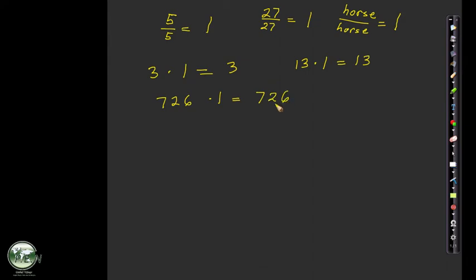So to be able to do conversions, we have 2 concepts. Anything divided by itself is equal to 1, and anything that we multiply times 1 does not change its value. Okay, we didn't need our calculators for that one.